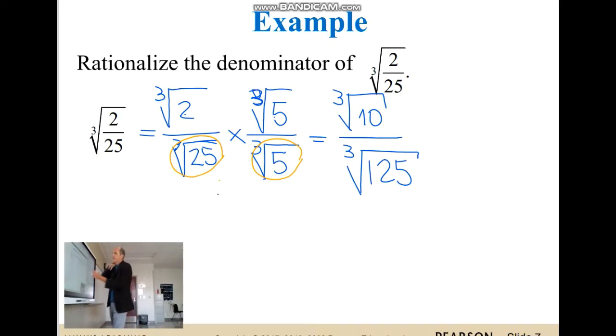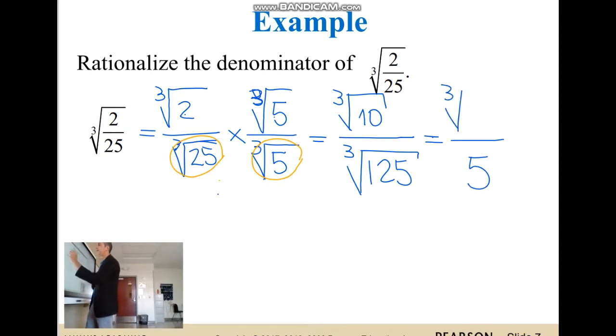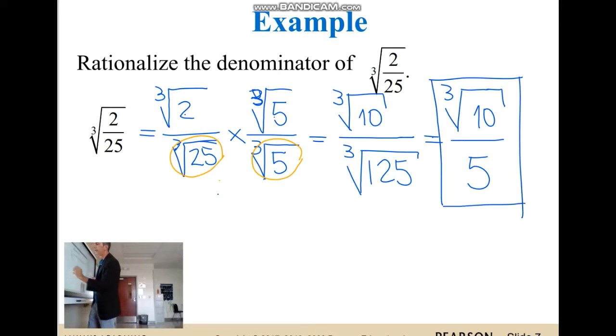Cube root of 125, we know this will result, 125 is 5 cubed, so this is equal to 5, right? And on the numerator, we're going to have cube root of 10, and this is the simplification that we are trying to find, with the denominator rationalized.